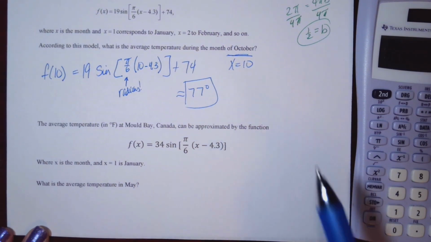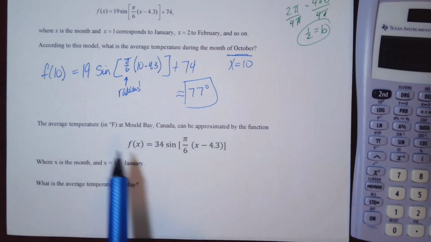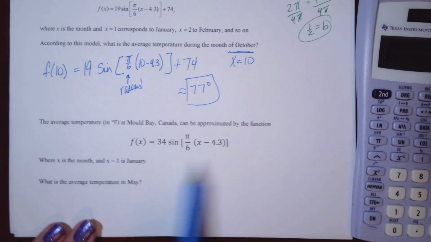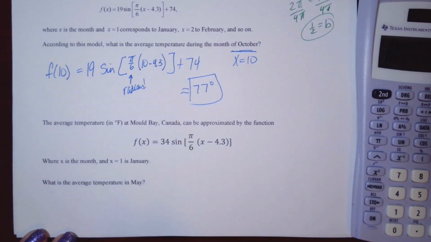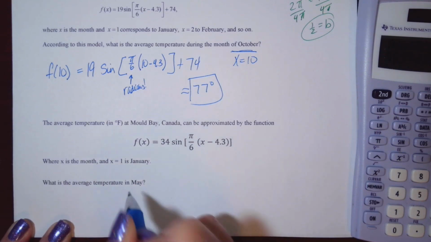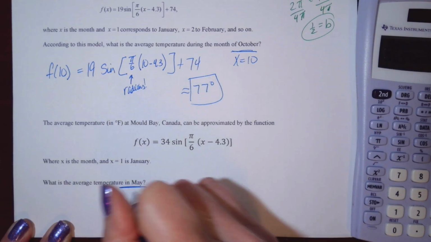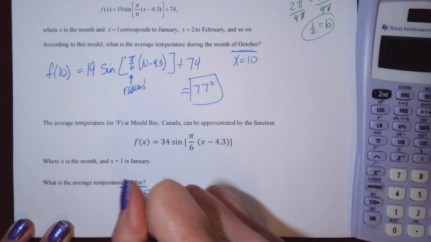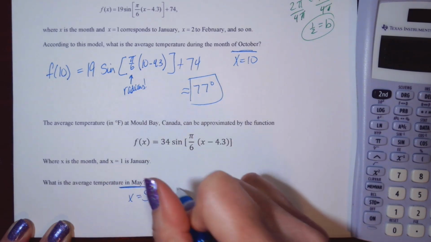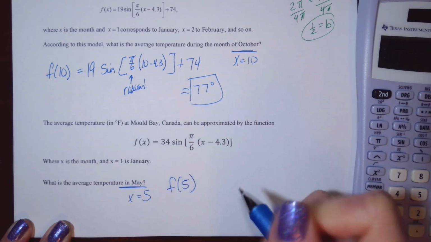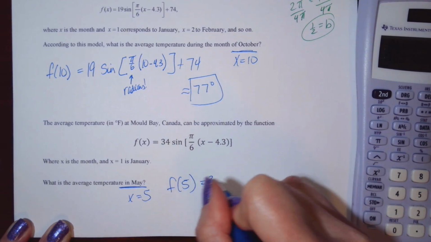So that was an equation for Phoenix, Arizona. This next equation is for Mold Bay, Canada. X is still the month, so X equals 1 is January. You are tasked with finding the average temperature in May. Well, May is going to be month 5. We're in May right now, right? So we're going to do F of 5.